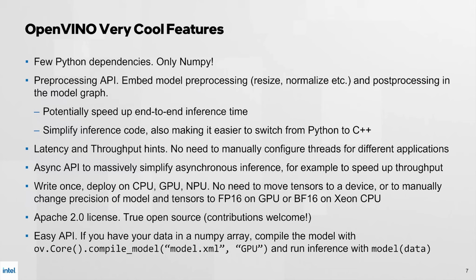which also makes it easier to switch from Python to, for example, C++, because now you don't have to write all that normalization code in C++ anymore. It's just part of your model. We have latency and throughput hints. So if you want to optimize for throughput, you probably want multiple threads, and you don't have to worry about that. You don't have to be familiar with hardware things. You just set the correct hint, and OpenVINO does the rest.